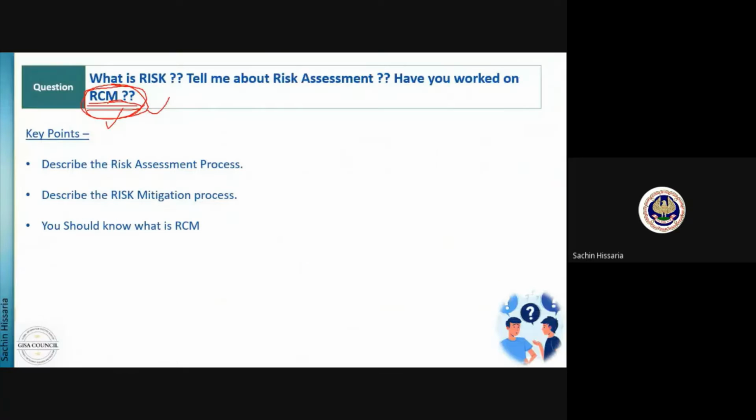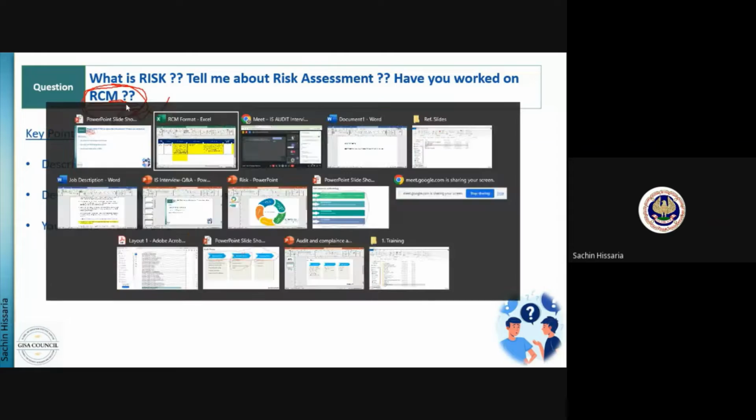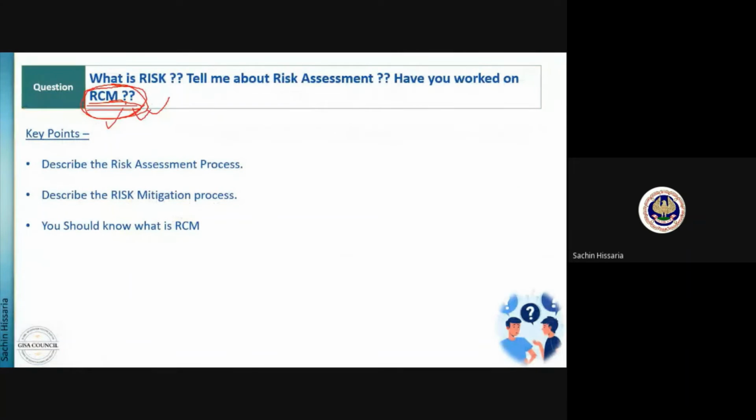Okay, so I hope this is clear to everyone, guys. Very important topic, you should know this. I hope this is clear. Okay, now we'll move to the next question.